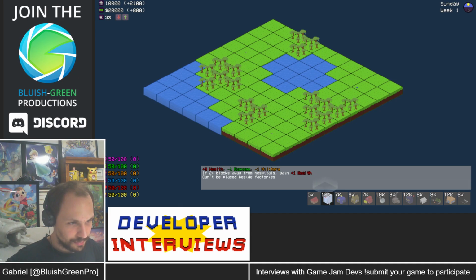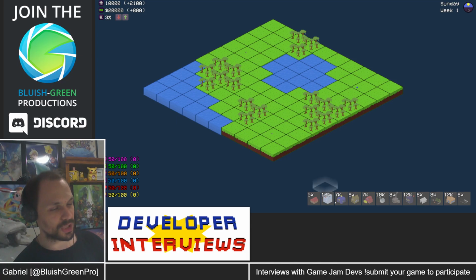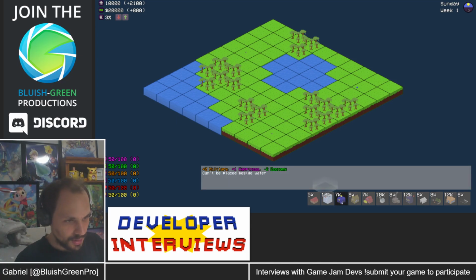+3 health, -1 economy, -1 military. So this is the hospital. Okay. If it's 2 blocks away from hospitals, gain +1 health. Can't be placed beside factories. Okay. So it's really an adjacencies game where you're trying to manage.